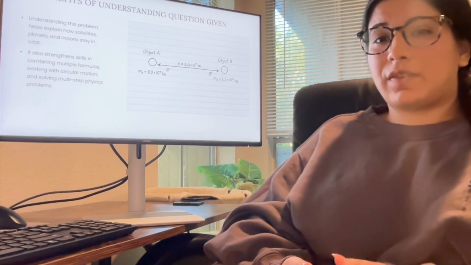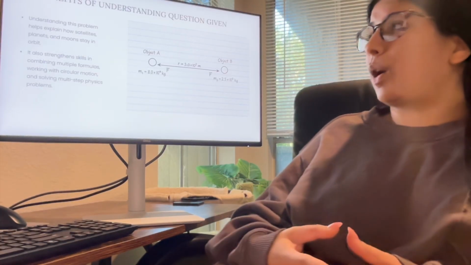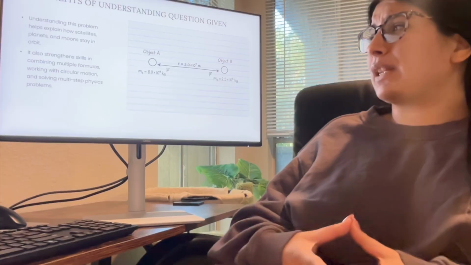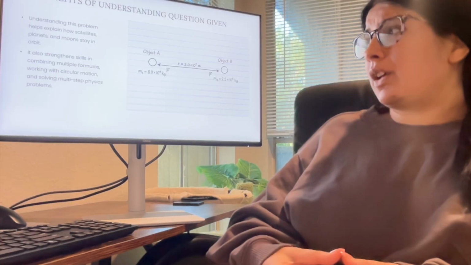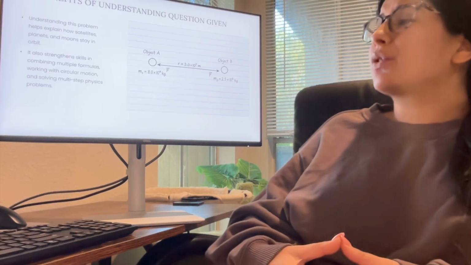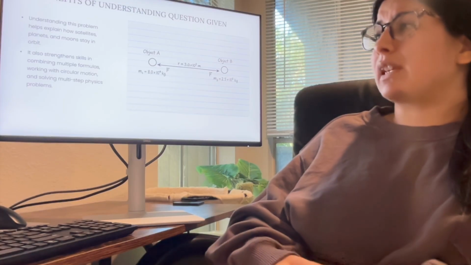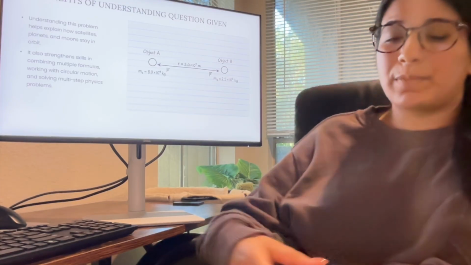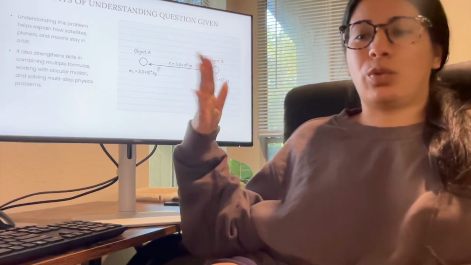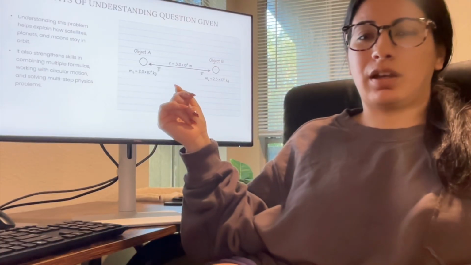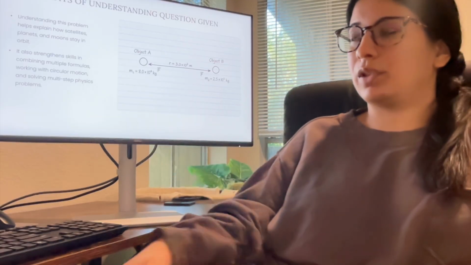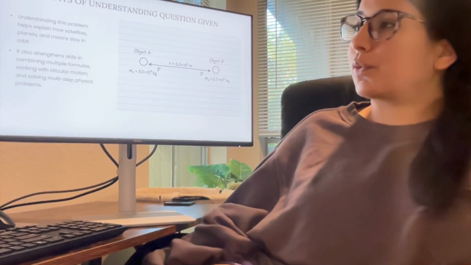The benefits of understanding the original problem that I created: understanding this problem helps explain how satellites, planets, and moons stay in orbit. It also strengthens skills in combining multiple formulas, working with circular motion, and solving multi-step physics problems. This type of problem helps build problem-solving skills because it requires multiple steps. So you have to make sure you do your math right, fact check it, make sure you follow order of operations or whatever the case may be. Learning how powers work if you multiply or divide, whatever my problem is going to ask for.